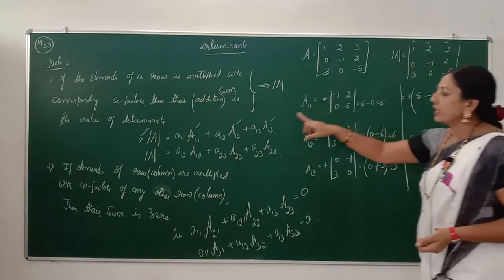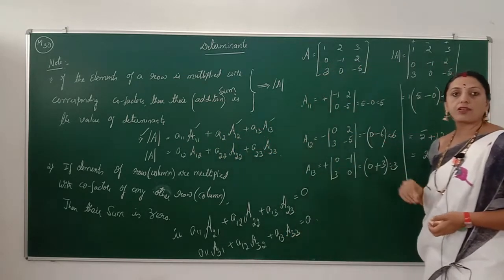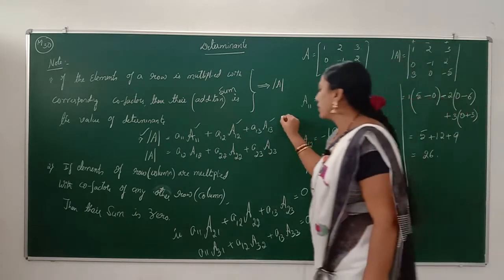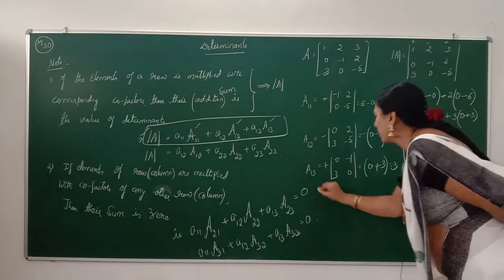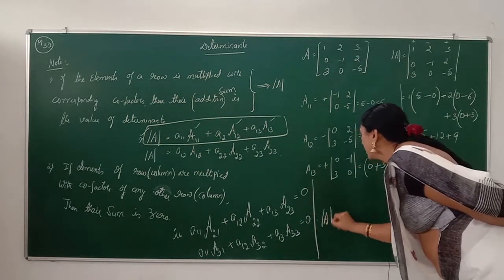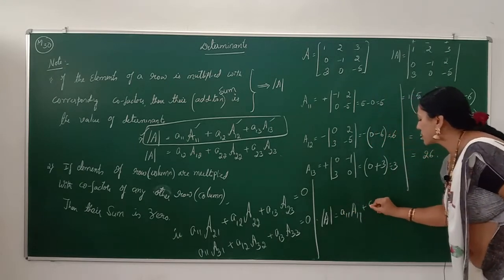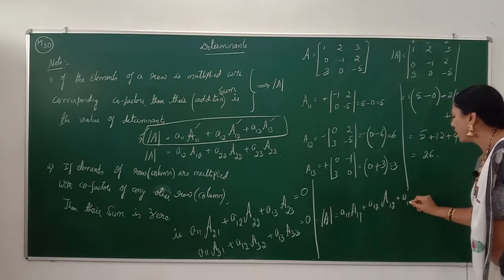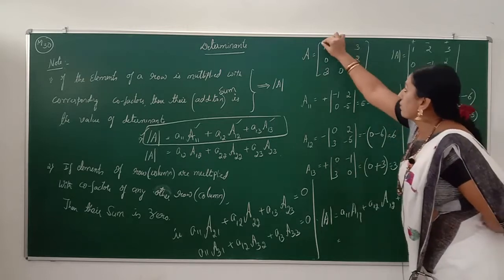So these are the capital A11, A12, A13, which are called the cofactors of the elements of the first row. Now, by using the first formula, the determinant of A can be written as a11 into capital A11 plus a12 into capital A12 plus a13 into capital A13. So a11 means the first element.